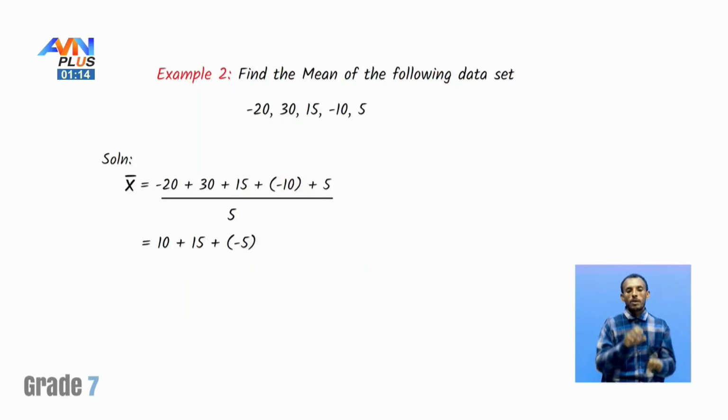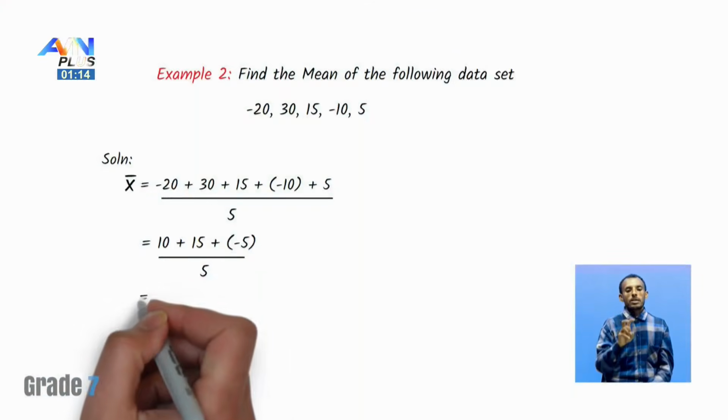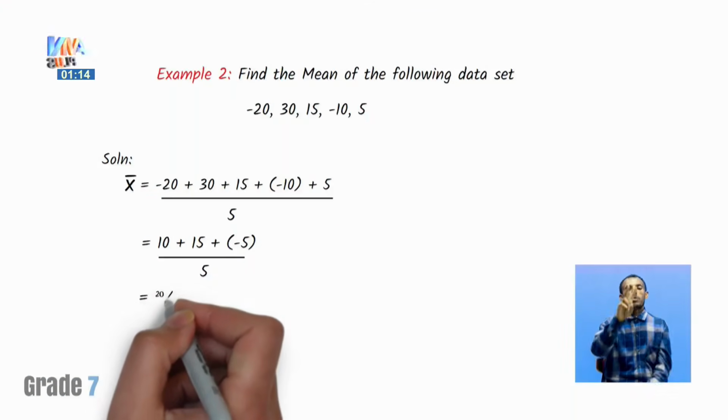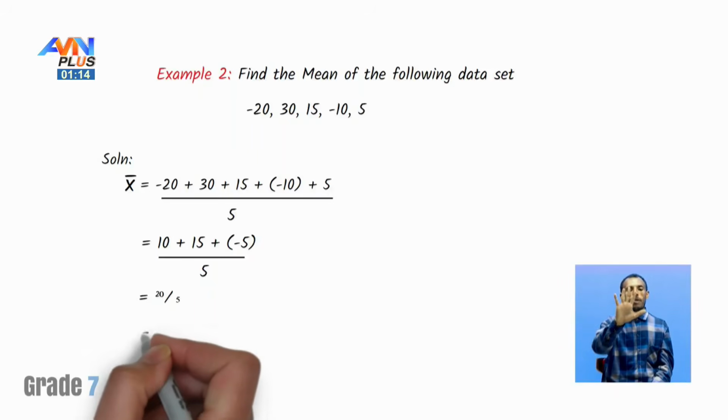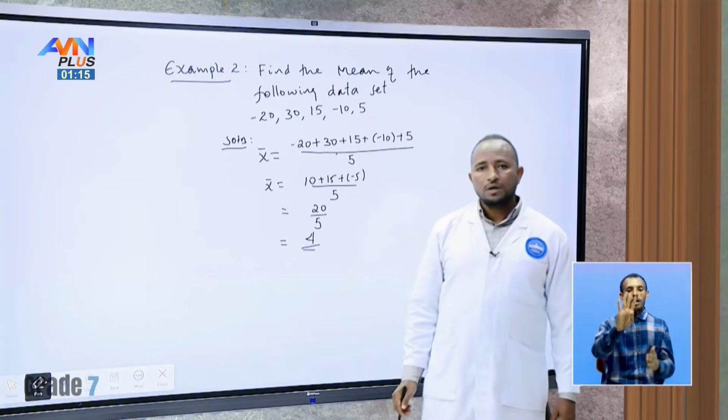So let's divide this by 5. Add these: 10 plus 15 is 25. 25 plus negative 5 is 20. Therefore, the sum is 20, divided by 5, which is 4. Therefore, the mean of this data set is 4. Now, we'll proceed to the next example.